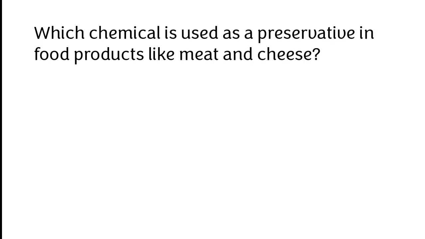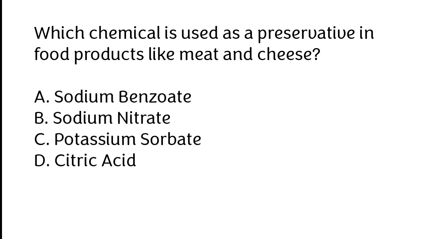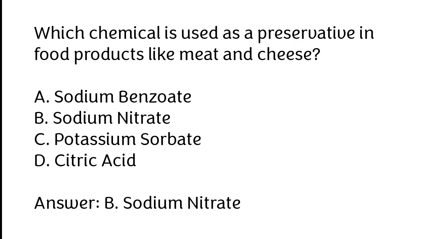Which chemical is used as a preservative in food products like meat and cheese? Sodium benzoate, sodium nitrate, potassium sorbate, citric acid. The correct answer is option B, sodium nitrate.